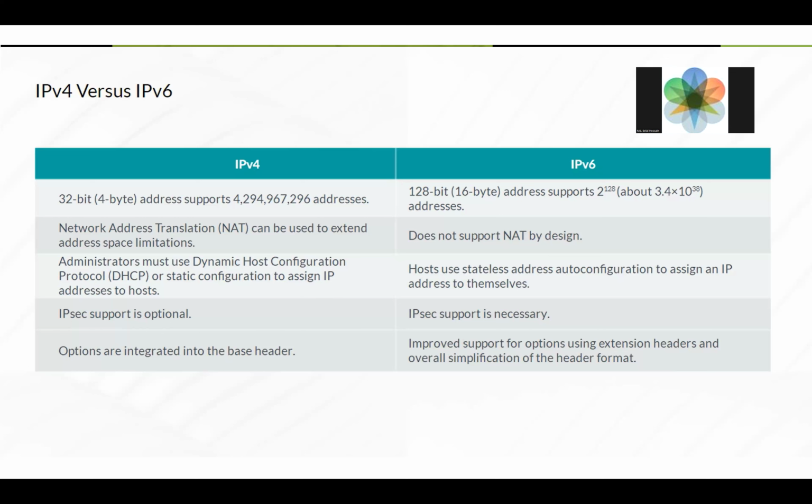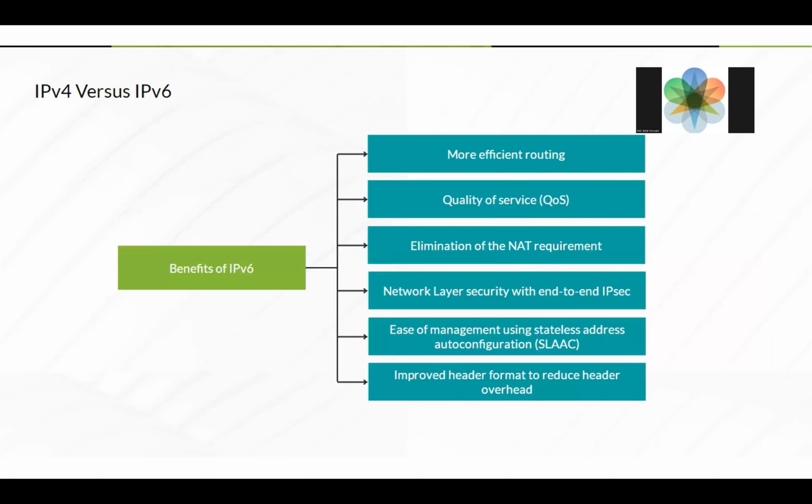So another option is the header. The IPv4 header has some integrated options, but in IPv6 the header is fixed, and you can add an extension header when you add additional options in IPv6. That means you can say IPv4 is variable length, but in IPv6 that is fixed length.